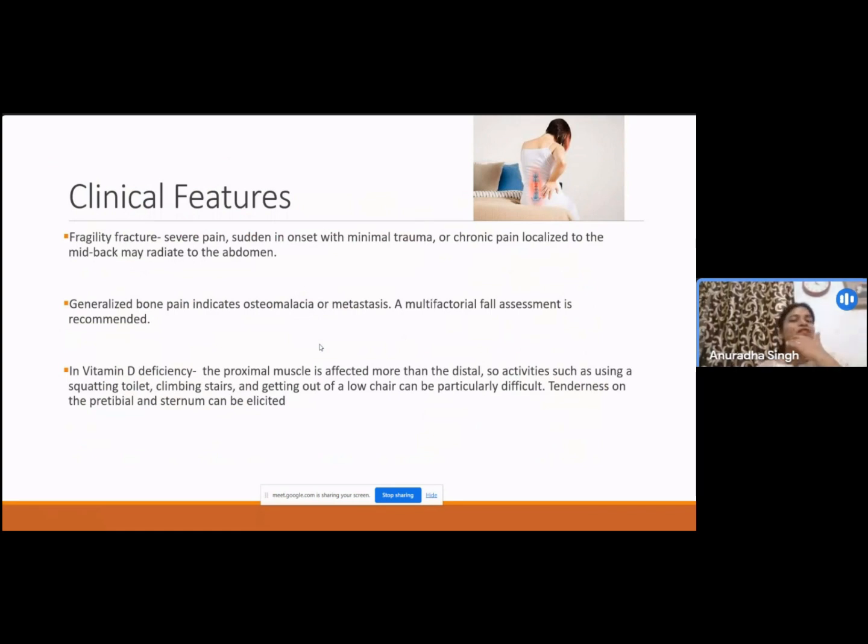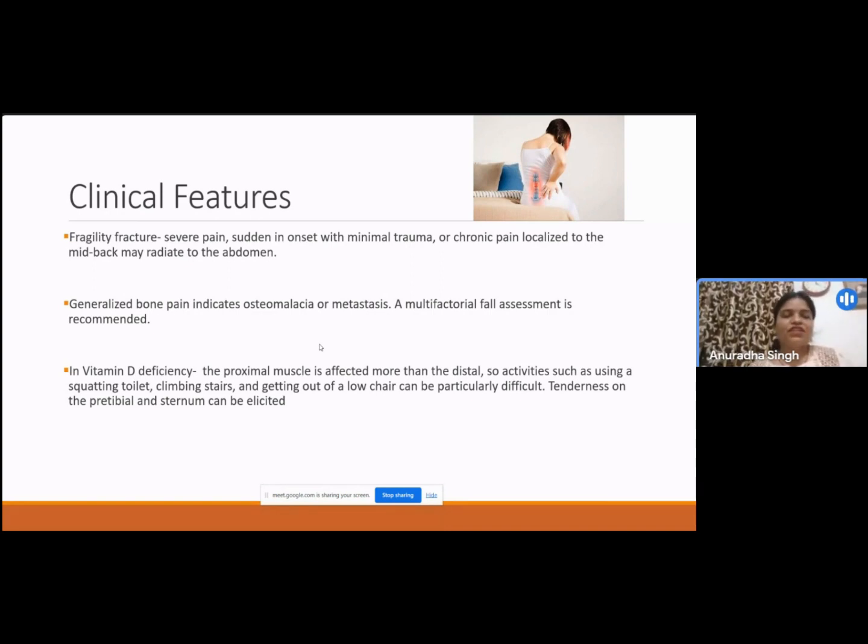Now, the patient with a fragility fracture may have a severe pain which is sudden in onset with minimal trauma, or a chronic pain which is localized to the mid-back. The generalized bone pain may indicate osteomalacia or metastasis, and then we work up accordingly. Otherwise, it is a severe one-sided pain.